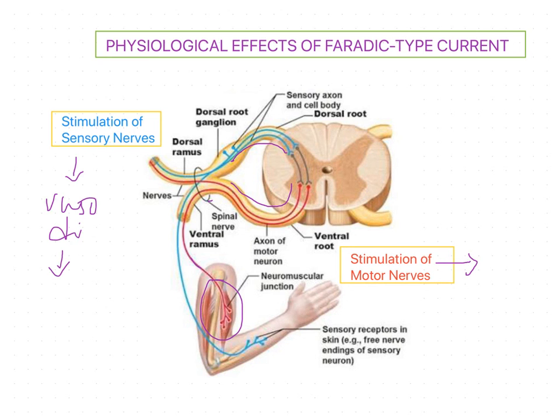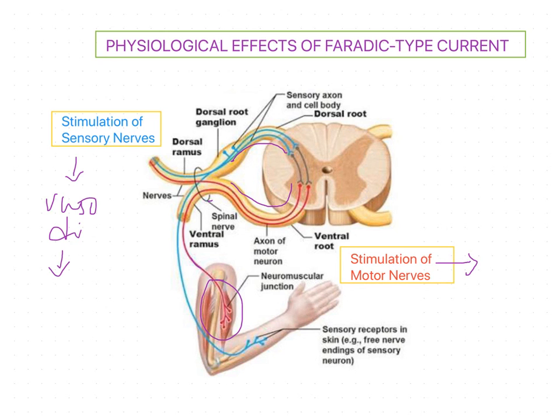So the current is commonly surged to allow for muscle relaxation. When the current is surged, the contraction gradually increases and decreases in strength in a manner similar to voluntary contractions. So this is about the stimulation of motor nerves.